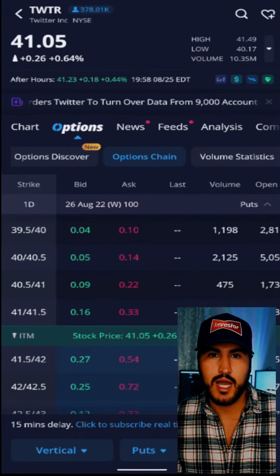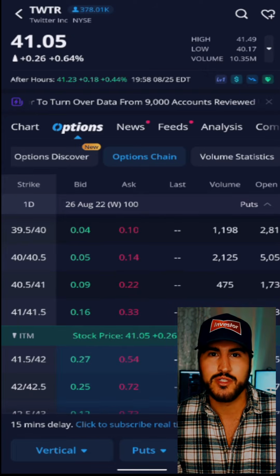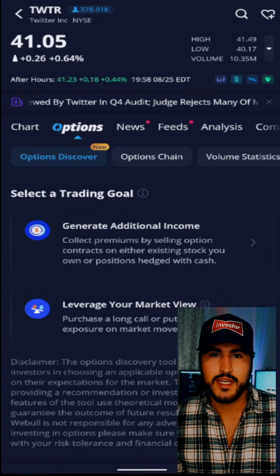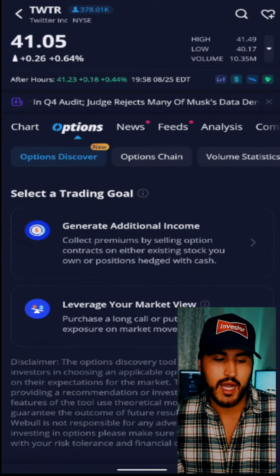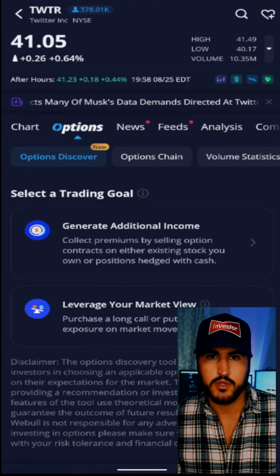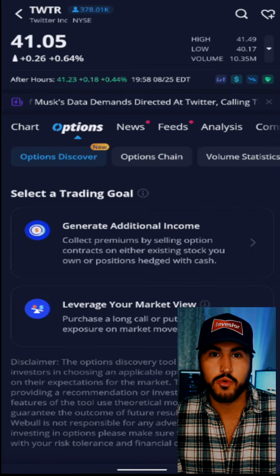If we go back to the options page, you can see that there's an option, Discover, and this is a new function. That's what we're going to be talking about today. So let's click on it. Now this is the next screen you're going to see. Trading options through this feature is very similar to trading options on Robinhood. It's simplified, it's geared towards beginners.